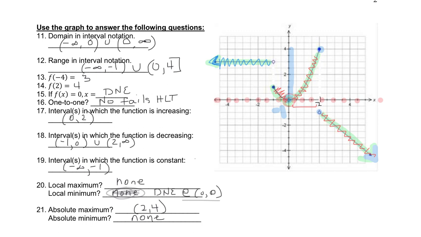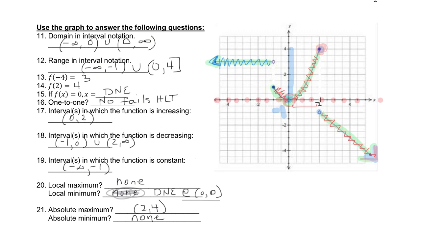Absolute maximum is at 2, 4. That's your highest point on the graph, so that's up here. Absolute maximum. Absolute minimum, again, none, and that's because as you move across, as you move down, this goes to negative infinity, and so you can't quantify any particular point there.